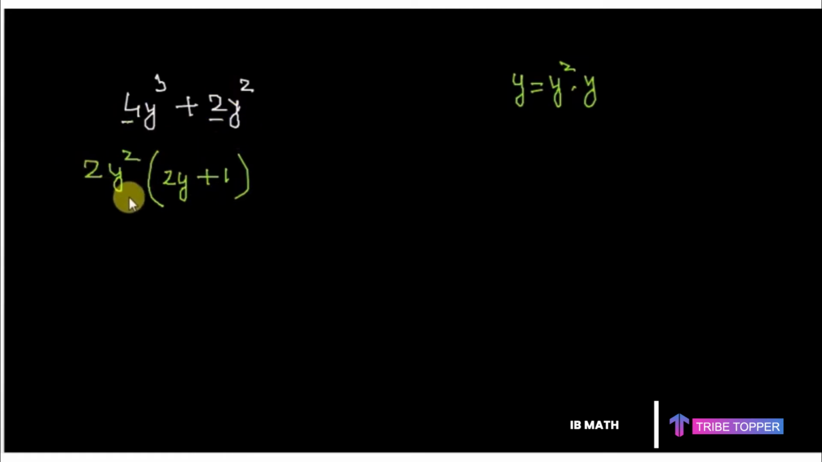When I took out 2y square outside, here I have to multiply it with 2y. You can see what I did. Multiply them back, you should get the same answer. 2y square I've taken out common, because if you multiply it with 2y, you would get 4y cube. Plus, if you multiply 2y square with 1, you will get 2y square. So this is how you take out the factors common. I'll practice some more questions with you.